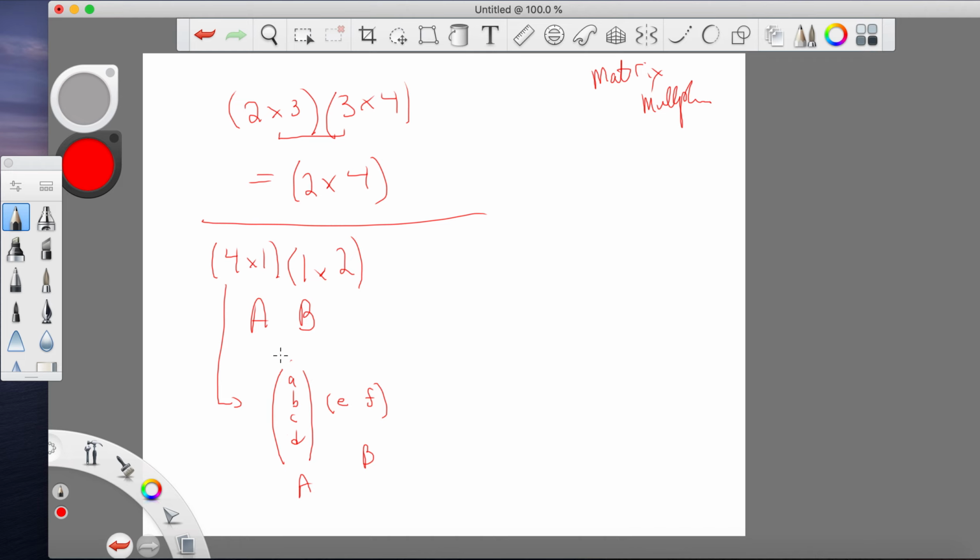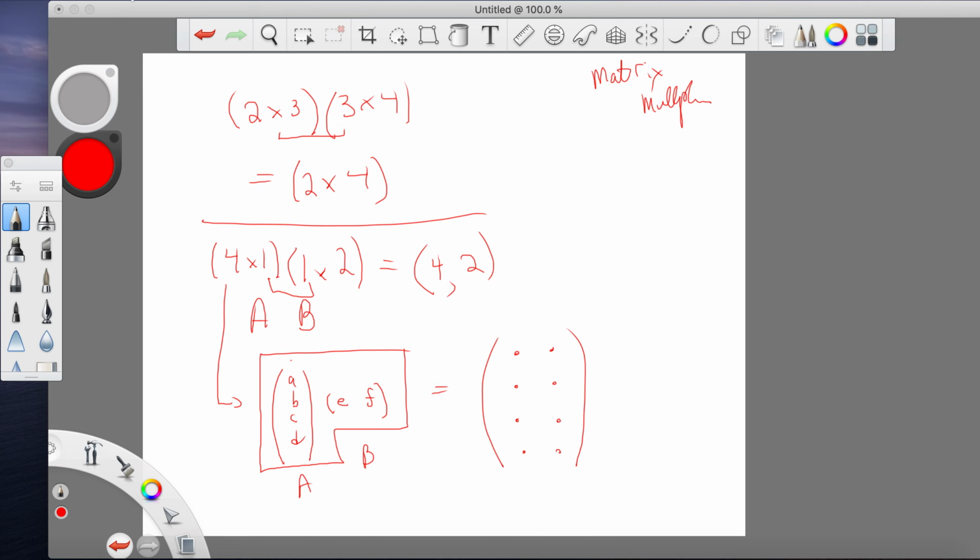So if I were to give you a question that had something like this, instead of A, B, C, D, E, and F, I would use some numbers. And you might think, oh, I can't do it. They're not the same shape. But you can do it because the inside dimensions match. There's one row, there's one column here. So the new dimensions are going to be 4 by 2. And so what does that look like? Well, it looks like this. Okay? So that's what that looks like.